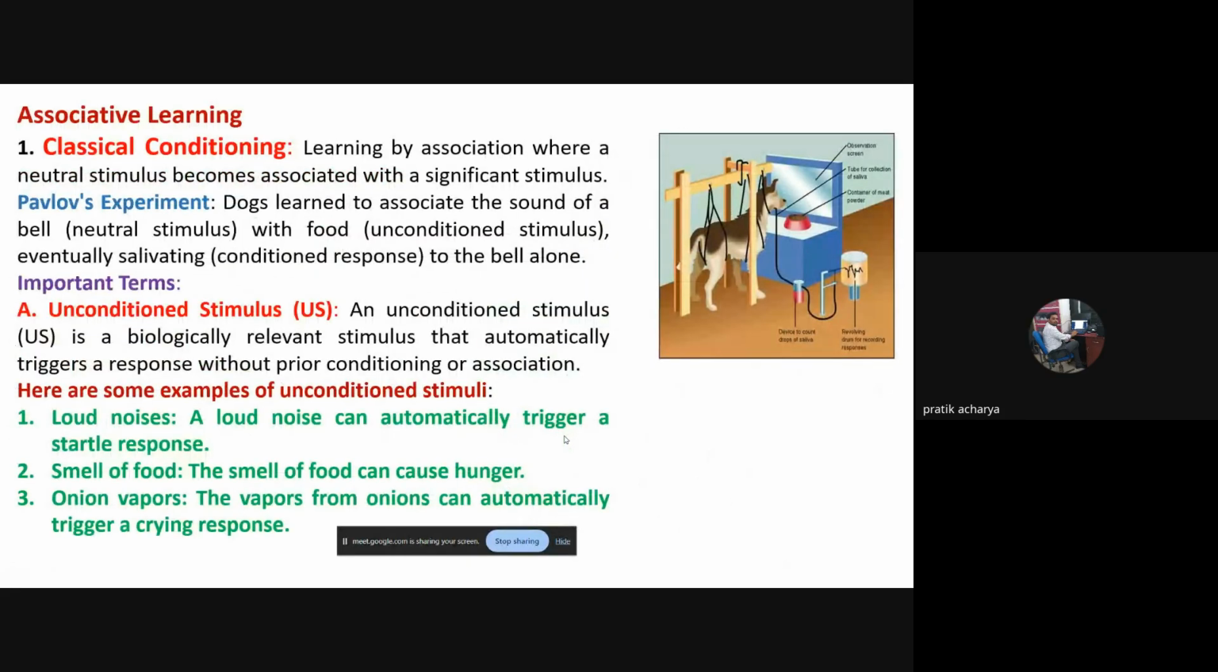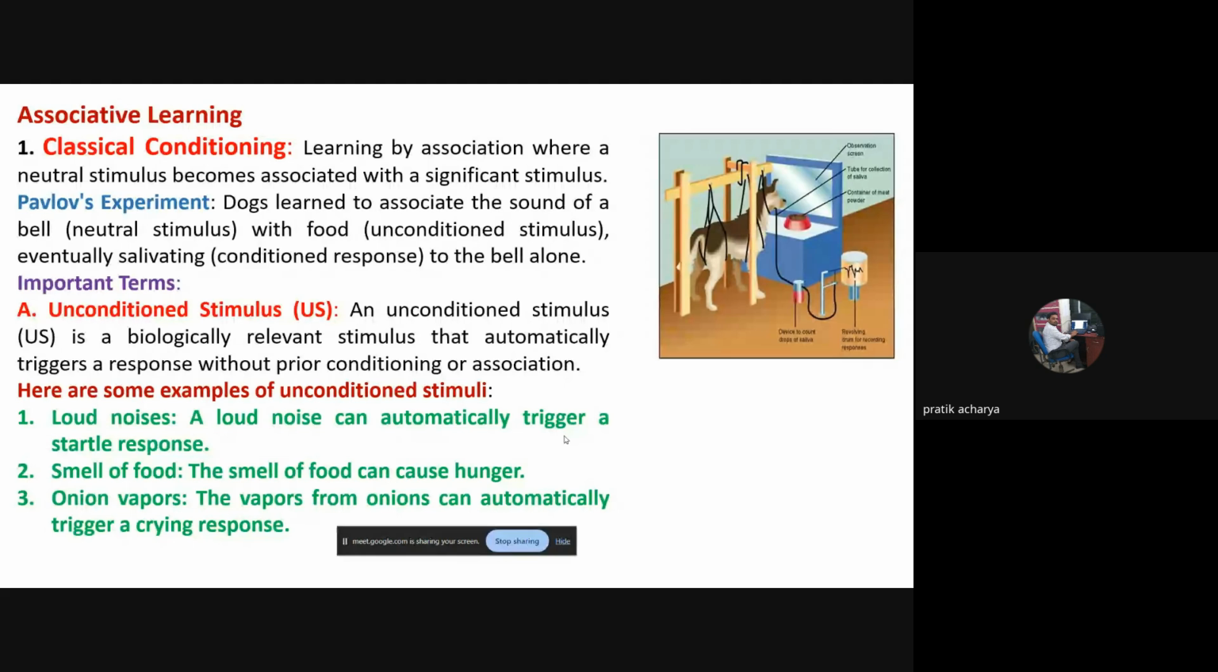Classical conditioning, what does it explain to us? Classical conditioning explains learning by association, where a neutral stimulus becomes associated with a significant stimulus. That means when an organism faces an environmental stimulus repeatedly, after some time it develops a certain behavioral mechanism for that stimulus only. That is the basic point.